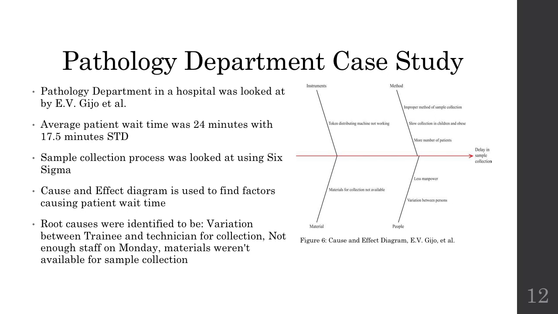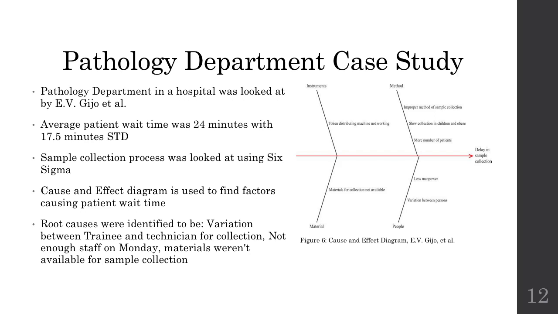The case study broke down the pathology department's sample collection process using Six Sigma methodology. For the define phase, their goal was to reduce the patient wait time for sample collection to be less than 20 minutes. For the measure phase, the average waiting time for the patients was found to be 24 minutes, with a standard deviation around 18 minutes.